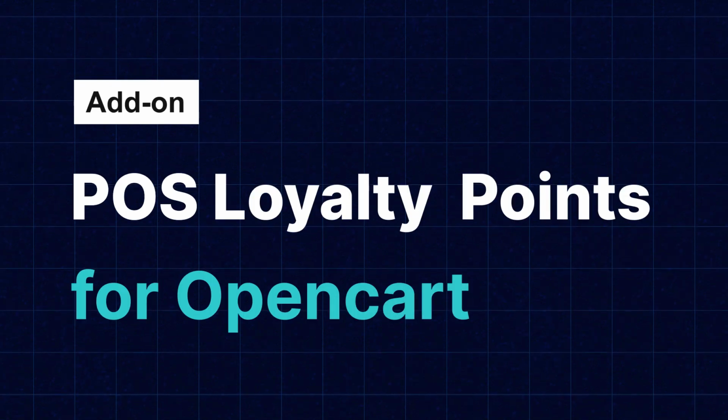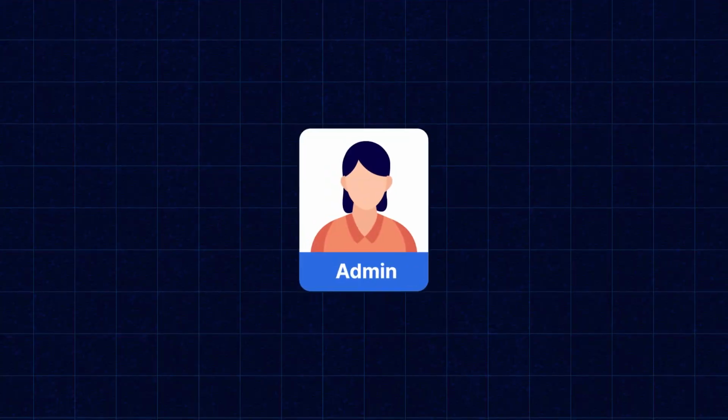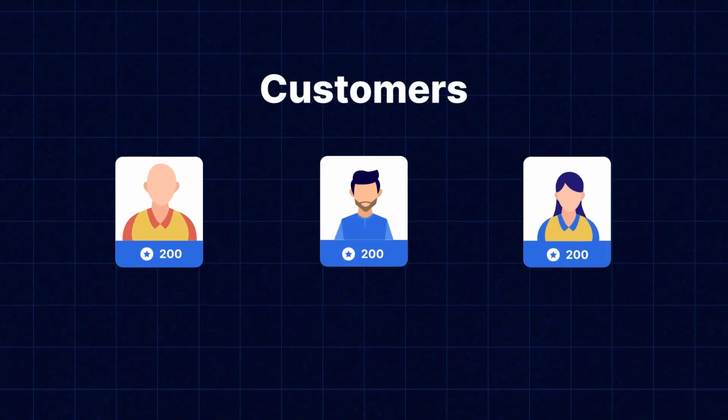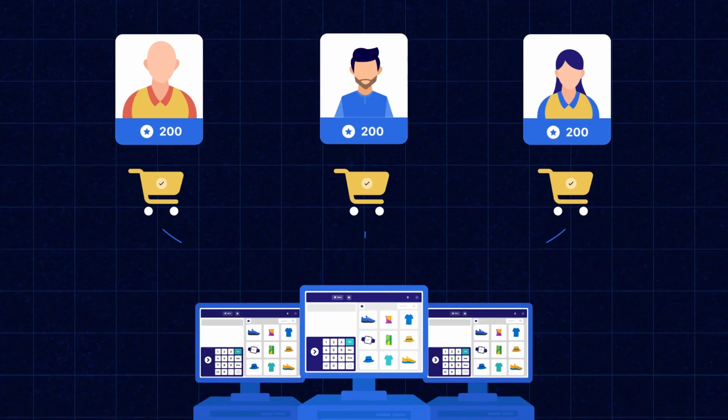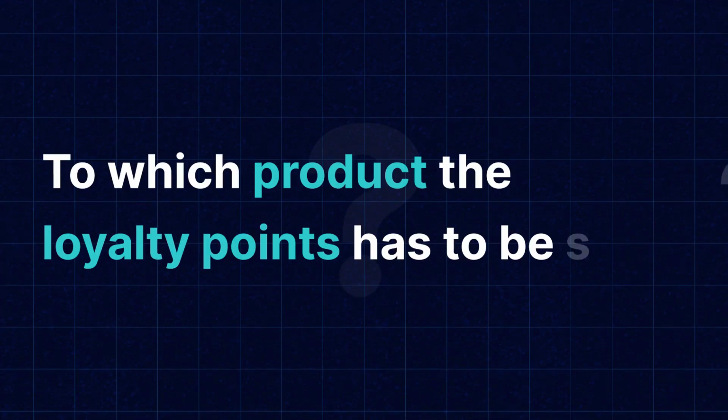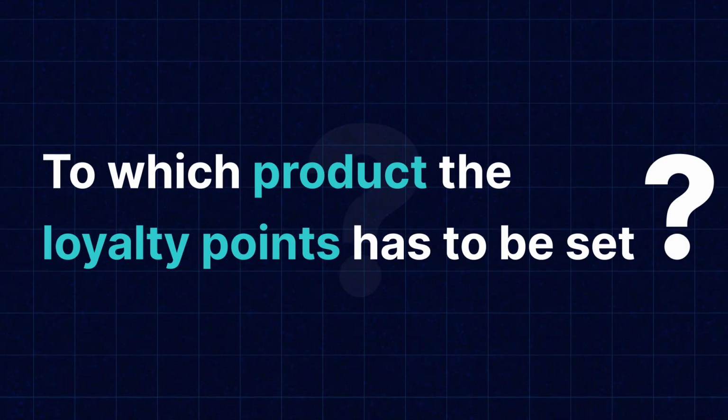Hi, myself Nishtha, and in this video we're going to discuss an add-on that is POS Loyalty Points for Opencart. With the help of this add-on, the admin will be able to assign loyalty points to the customer whenever they make a purchase from the POS system. And those loyalty points the customer can use in a future purchase for a discount. The admin can also set the expiry dates for the loyalty points and can manage to which products the admin wants to set the loyalty points for the customer.